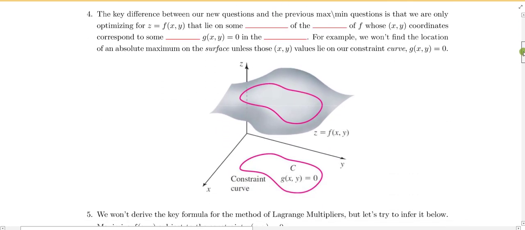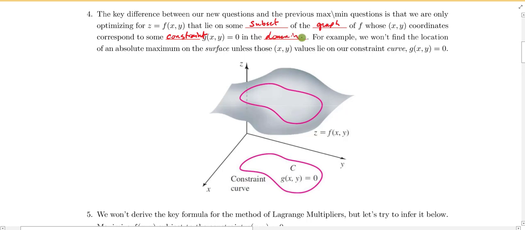And so the key difference between our new question and the previous max-min questions that we looked at in the last section, where we were just given a surface and then we found the critical points on that surface, and then we found the local maxes and mins and global maxes and mins, is that we're only optimizing the points on our surface that lie on some subset of the graph of f. What I'm saying is we only want the subset that contains certain x and y coordinates that correspond to some constraint in the domain.